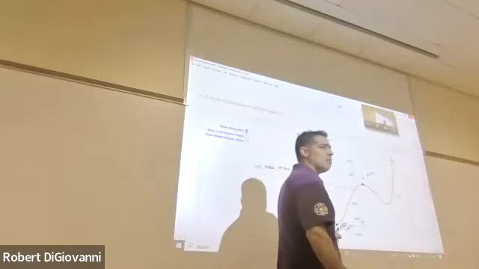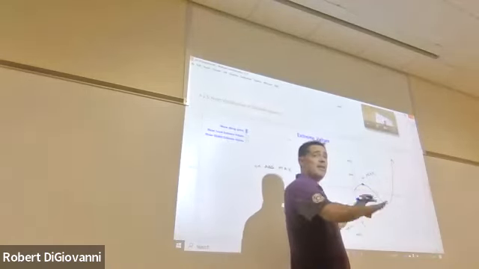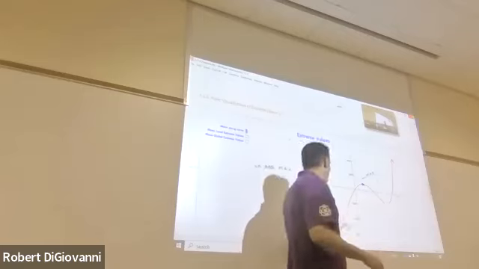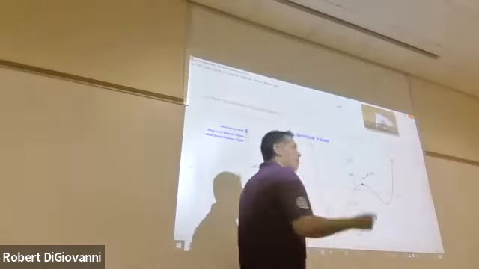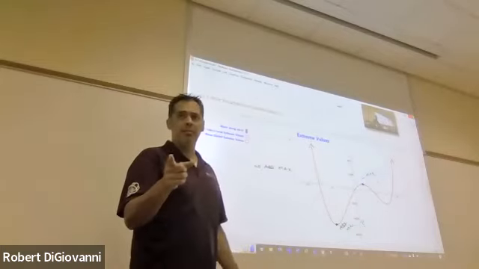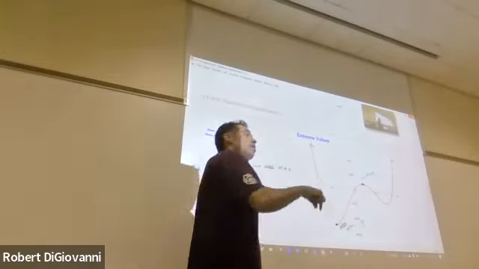This is also a local minimum. It's the lowest point on the entire graph, but it's also the lowest point in this little area, right? In this little area, it's the lowest. So every absolute max will also be a local max. Every absolute minimum will also be a local minimum.